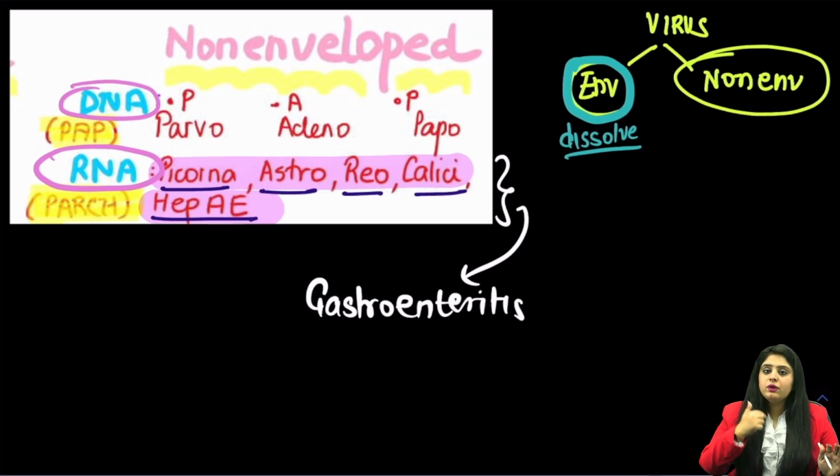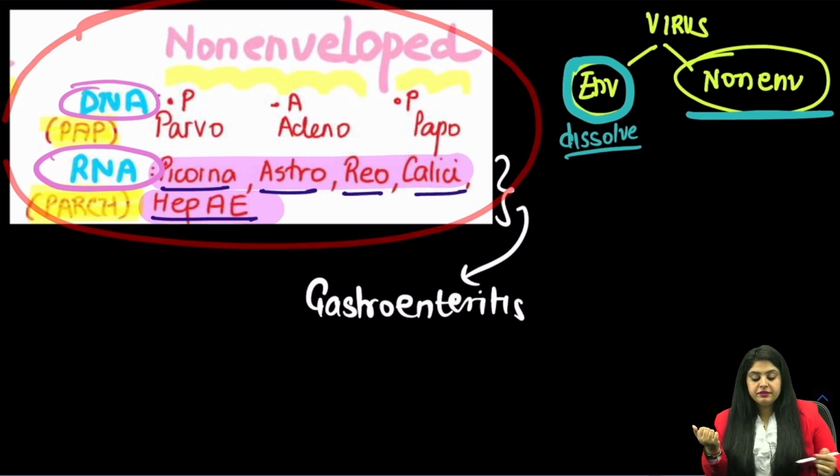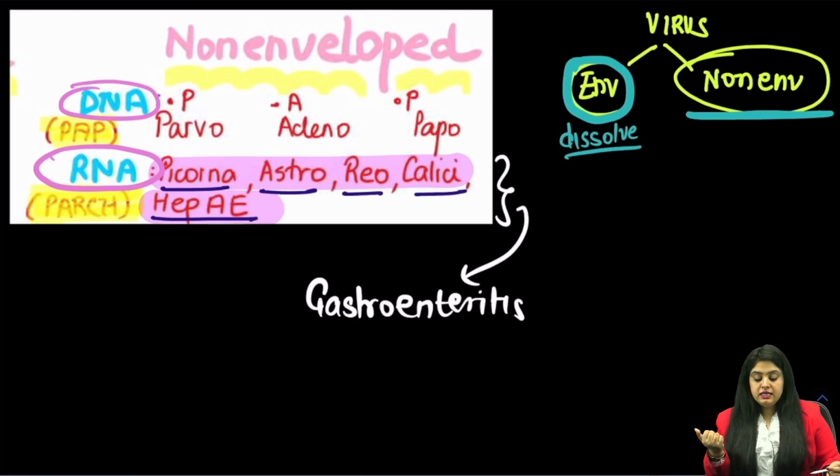So when this virus goes into our intestine, it will dissolve, because my bile salts are going to easily dissolve it out. But these non-enveloped viruses, they will not be dissolved by my bile salts, and that is why they have a risk of causing gastroenteritis. So remember, the PAP and PARCH. What is in DNA? There is parvo, adeno, papova. What is in PARCH? Picorna, astro, reo, calci, hepatitis A and E. These are the viruses which are non-enveloped. Okay, so one homework that I gave to you, which you have to do.